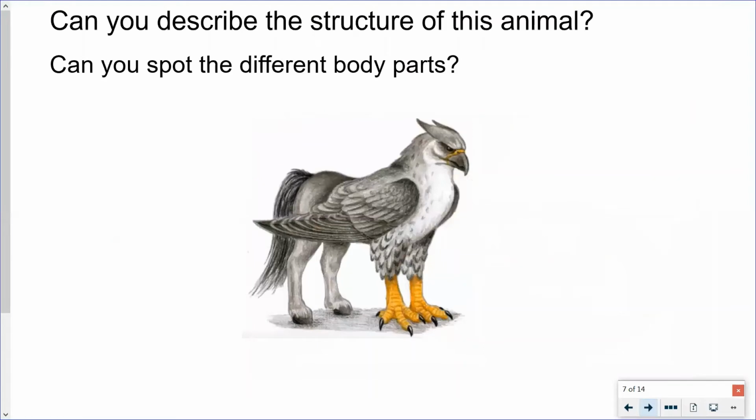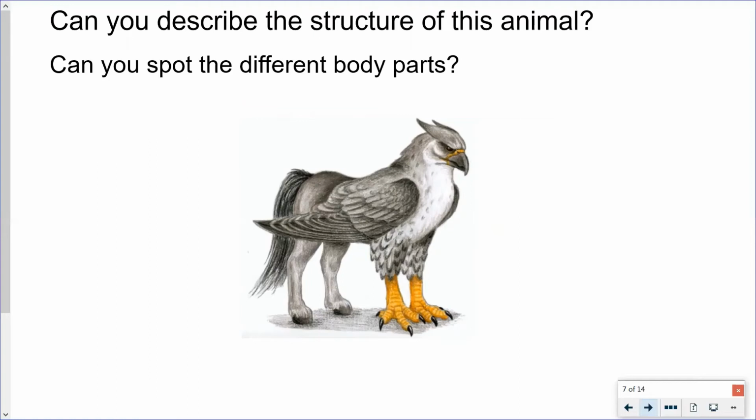Now, today I found a really nice animal on the internet. So this animal is called the hippogriff. Have you ever seen it before? Do you think it is a real animal or a made-up animal? That is a made-up animal because I want to see how many things you can remember about animals. Now, I want you to pause the video and describe the structure of this animal. Can you spot the different body parts you can discuss with someone in your household?